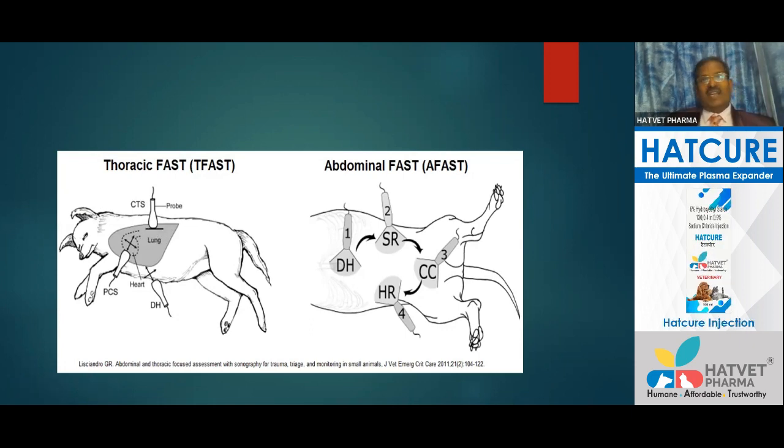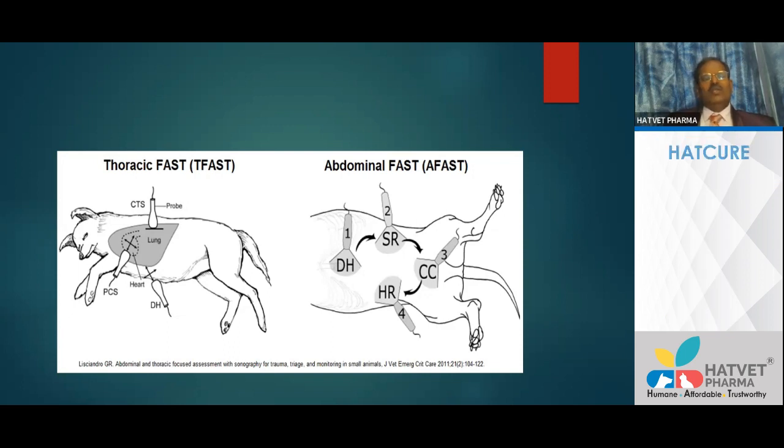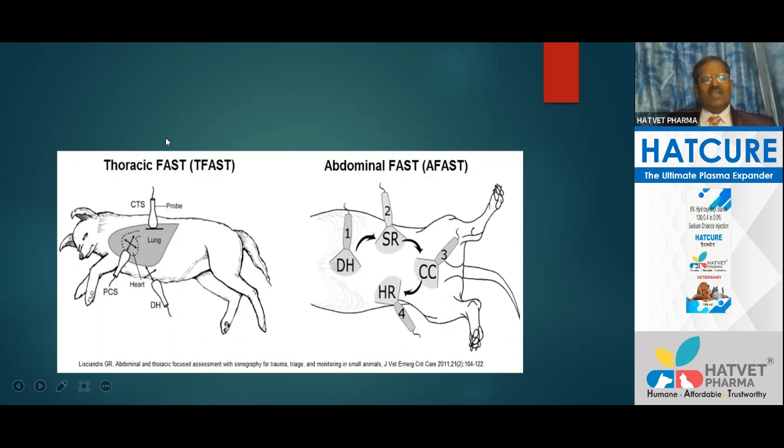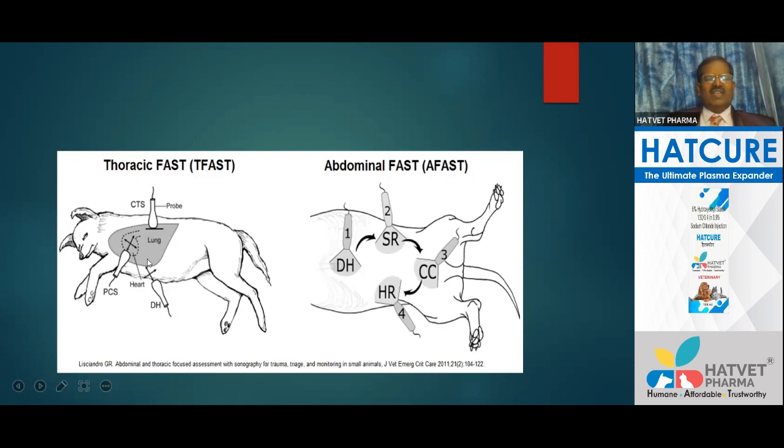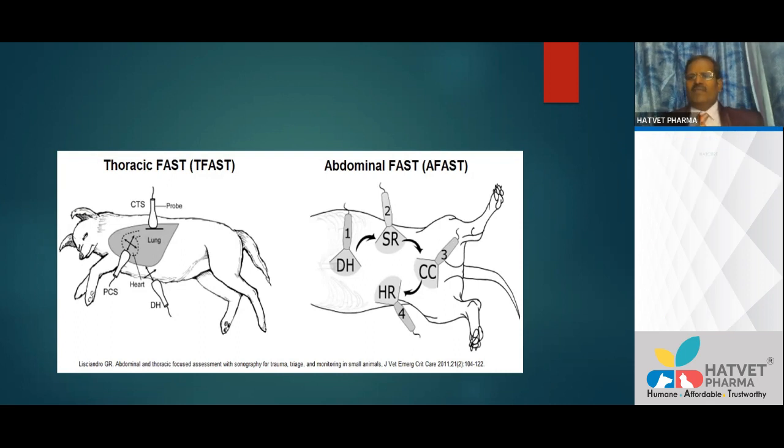Normally, you will not find any fluid in the thoracic cavity. So in accident cases, when you want to know whether there is accumulation of blood in the thoracic cavity, you can use this TFAST technique. You can identify the presence of blood in the thoracic cavity. Similarly, pericardial effusion due to blood. In the region between the pericardium and myocardium, there is not much fluid. A small quantity of fluid will be there normally for lubrication.